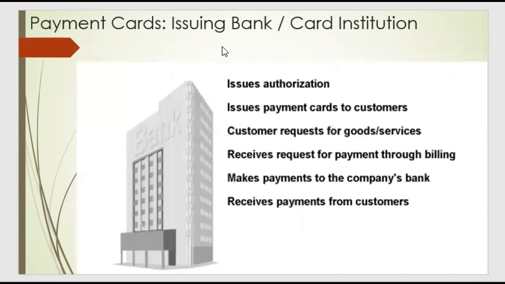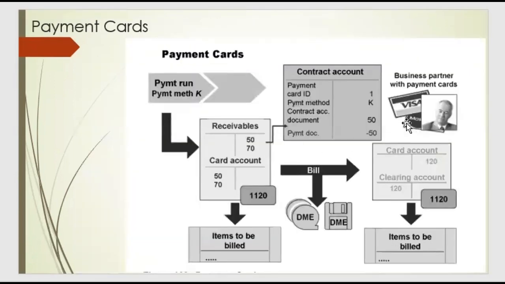For the payment card details, we need the issuing bank and the card institution detail. Who issued that card? The bank issues payment cards to the customers. Also, the customer's request for which kind of goods or services he requested from the company to whom he is paying. All these details are actually required by the bank, which makes the payment to the company's bank and receives payment from the customer. Why are all these details required? Because when somebody pays by card and a dispute arises, it is difficult to give the money back if we don't have the card details. So that's how we need all these details.